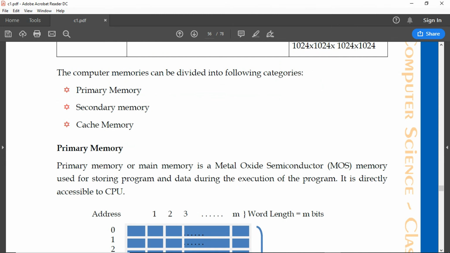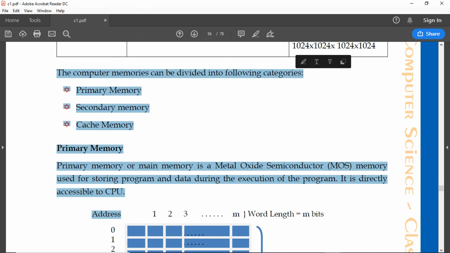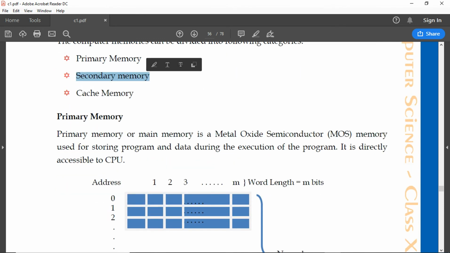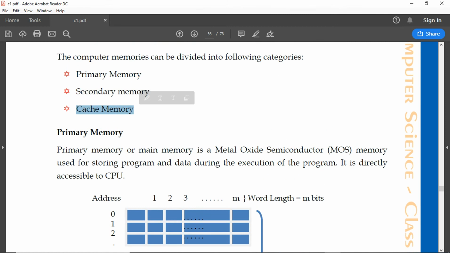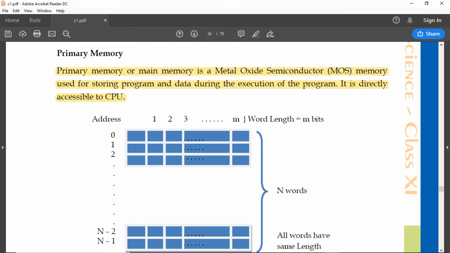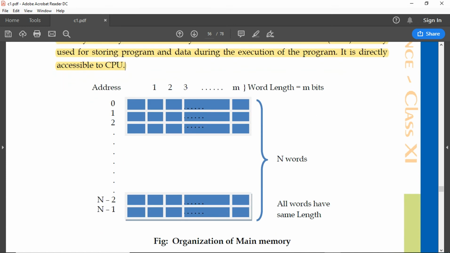The computer memories can be divided into following categories: primary memory, secondary memory, cache memory. Primary memory. Primary memory or main memory is a metal oxide semiconductor, MOS, memory, used for storing program and data during the execution of the program. It is directly accessible to CPU.